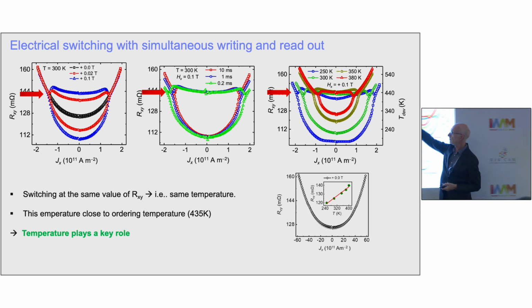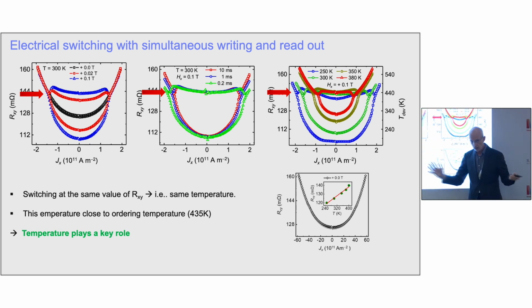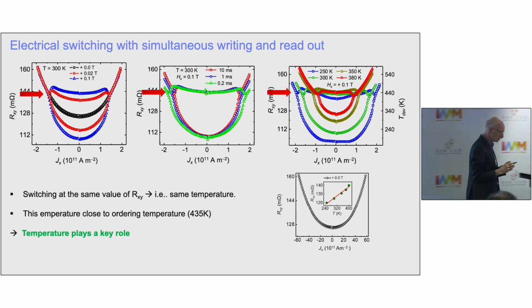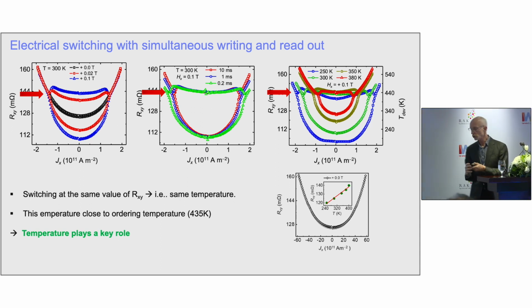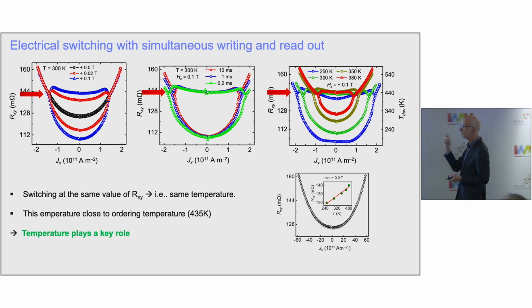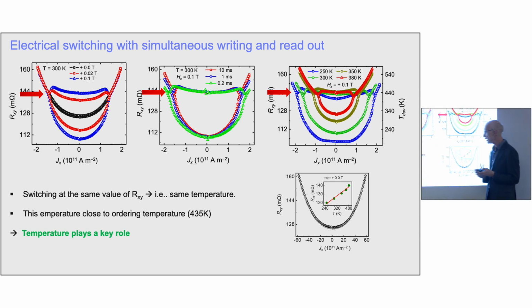And similarly, you can see also if we change the length of the current pulse, it's on the millisecond timescale here, the shorter the length, the slightly more current we need, consistent again with heating.